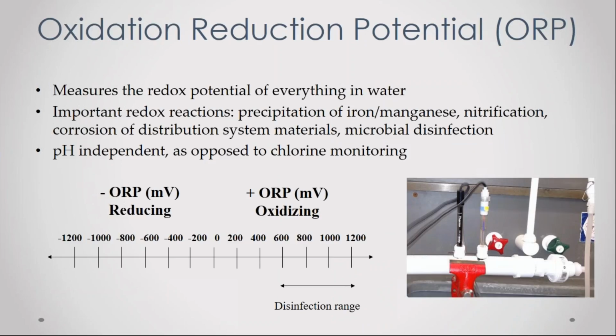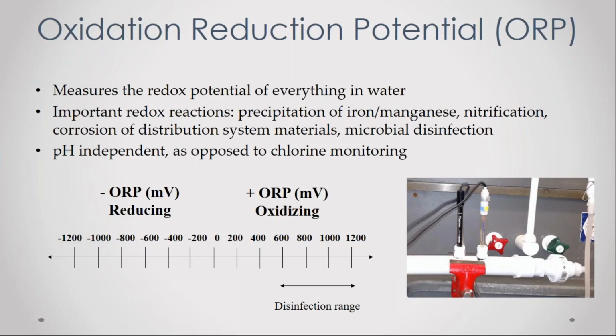ORP measures the redox potential of everything in water. The redox reactions that are really important in drinking water are precipitation of iron and manganese, nitrification, corrosion of distribution system materials, and what we specifically are focusing on is microbial disinfection. ORP is pH independent as opposed to chlorine monitoring.